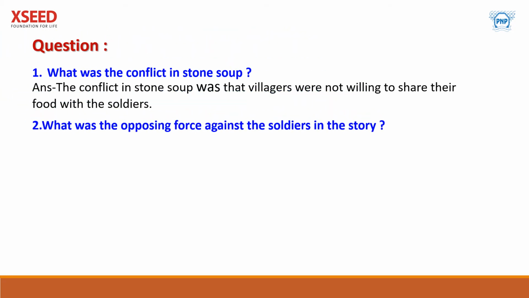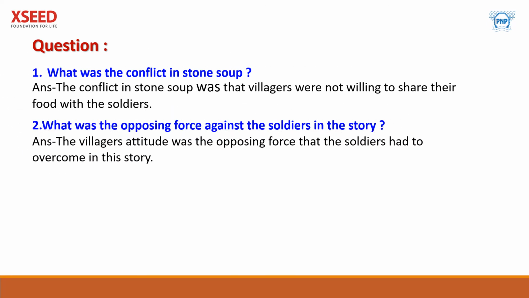Second, what was the opposing force against the soldiers in the story? You must have seen that the villagers' attitude was the opposing force that the soldiers had to overcome in the story. Nobody was ready to help them. Though they had sufficient food, they were not ready to share it with the soldiers, as we have seen. So their negative attitude was the real problem.